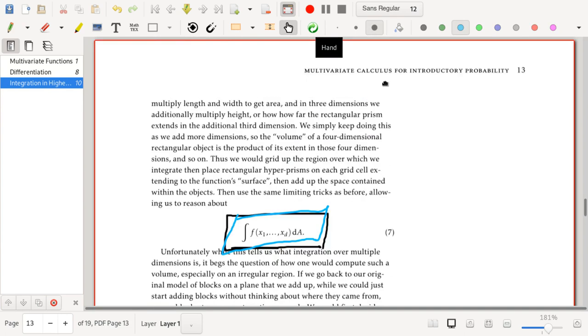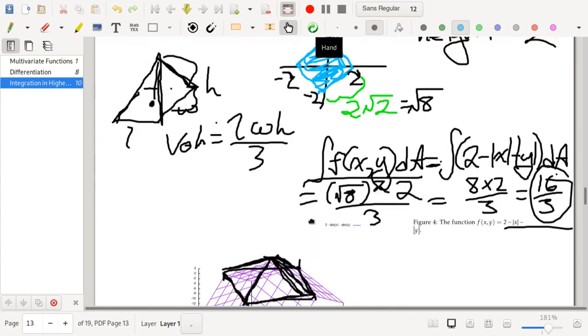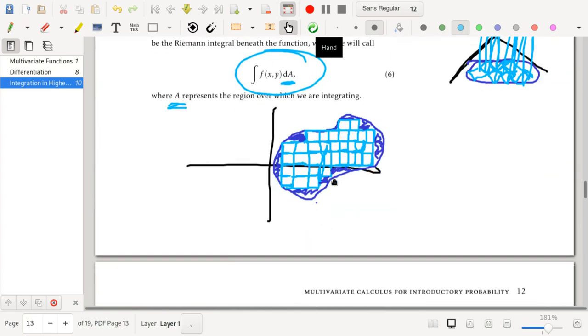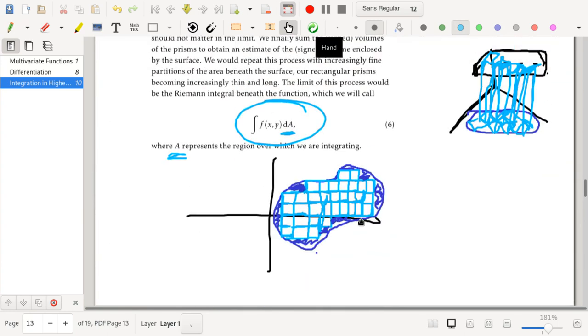Let's go back to this picture. What can we possibly do? Now remember that there is a volume associated with each of these little squares here, because upon each of these squares, what we're actually doing is placing a block, a rectangular prism, and we're adding up all of those volumes.